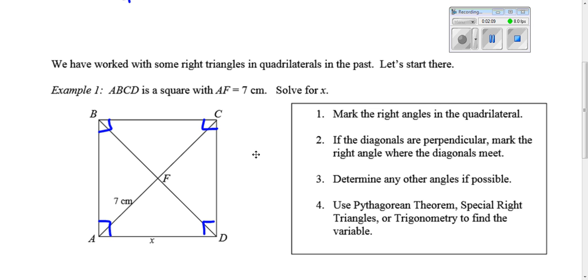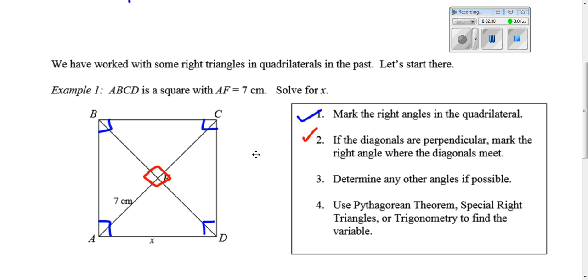Step 2 says if the diagonals are perpendicular, mark the right angle where the diagonals meet. There are 2 different examples where that happens. It happens in squares and in rhombuses. The diagonals meet at 90 degrees, so really all of these are 90-degree angles, and I could draw one each time. You don't need to draw all 4, but I'm just showing you that they're all there.